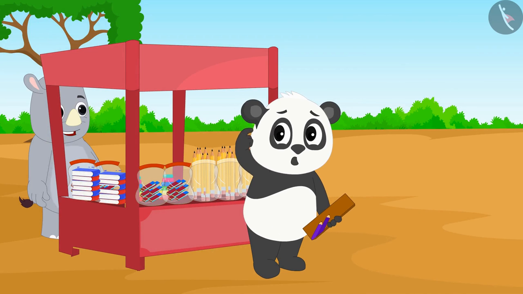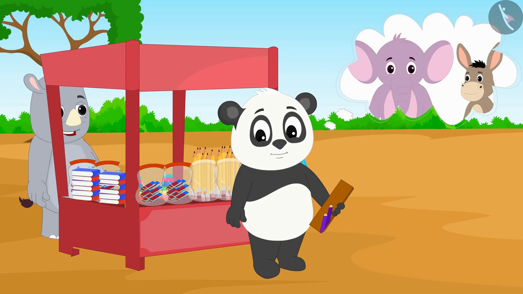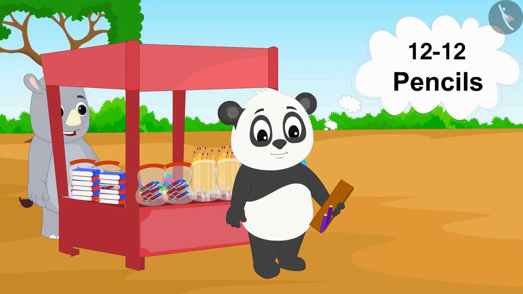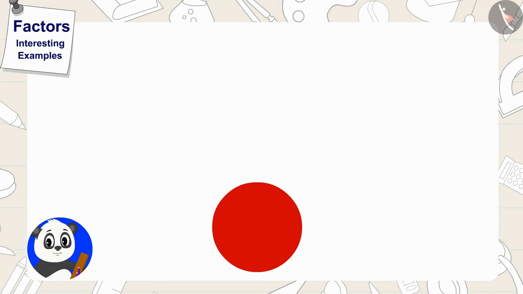Golu thought that he would distribute these pencils equally among his friends. At first, Golu thought that he would give 12 pencils to 2 of his friends. He made a circle on a paper and wrote 24 in it.